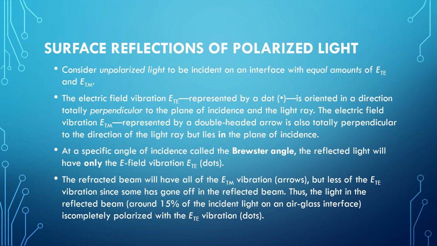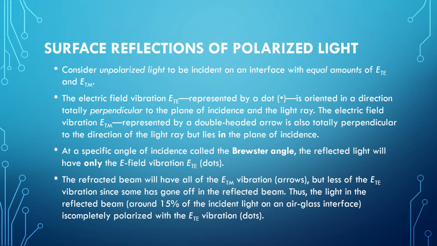The electric field vibration ETM, represented by a double-headed arrow, is also totally perpendicular to the direction of the light ray, but lies in the plane of incidence. At a specific angle of incidence called the Brewster angle, the reflected light will have only the E field vibration ETE, which are the dots.